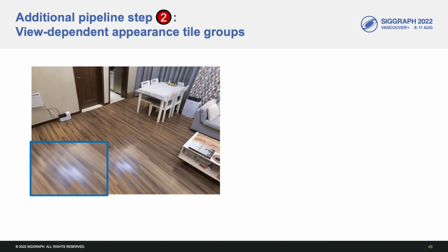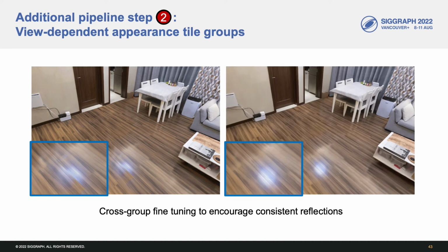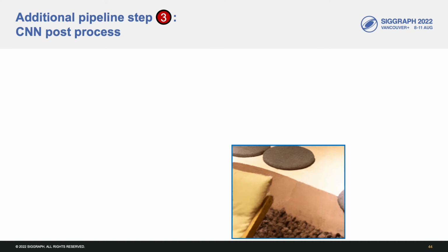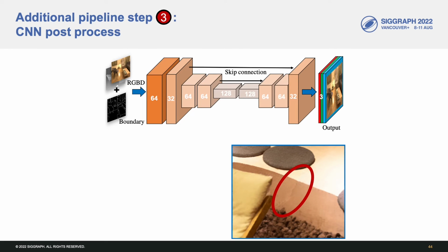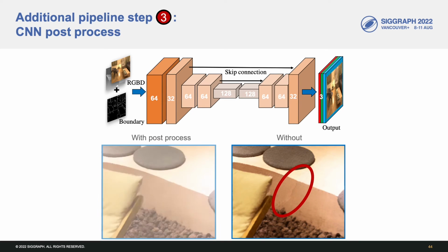Now, one limitation, given this restricted capacity reflection MLP, is that we now introduce boundaries at group edges. However, these errors can be alleviated by cross-group fine-tuning of neighboring groups. Due to the sparse input, on uniform diffuse surfaces, it's still possible to see tile edge reflection decomposition boundaries, such as here. And so as a post-process, we train a scene-specific CNN on RGB and render depth and boundary channels to reproduce the input images. This fixes many of these problems, and of course, its execution time is included within our 20 frames per second frame rate.